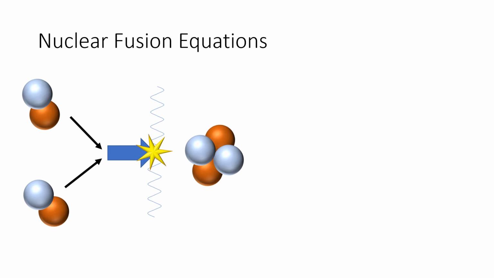So on the left, we have two deuterium atoms. They are both hydrogen, but they are deuterium because they also have a neutron inside each atom. When they fuse together, they produce helium. And so the next thing we need to be able to do is to write the nuclear equation for this reaction. So pause the video now if you want to give this a go.